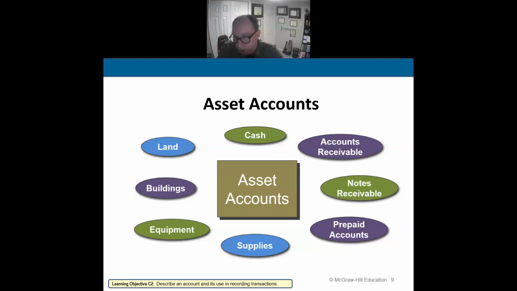Yeah, good example, Makia. So let me ask you this, Makia. Why would that be an asset account, do you think?